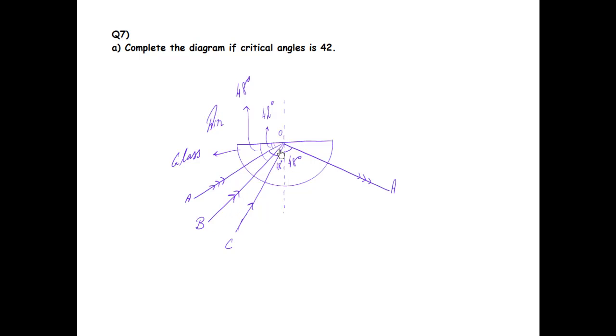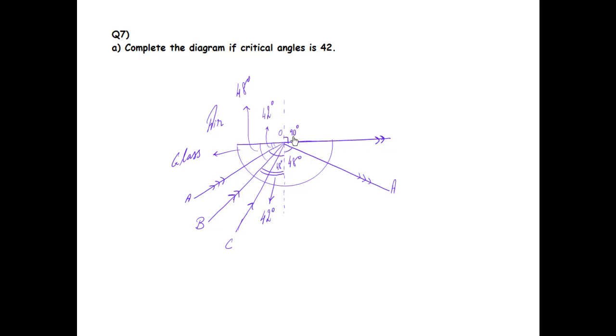Now, as far as ray B is concerned, the angle of incidence is not 48 but the complement of that, which is 42 degrees. So it is 90 minus 48, which is 42 degrees, and since that is the critical angle of glass, ray B will travel along the surface of this hemisphere. That is, angle of refraction in this case will be 90 degrees. So the angle of refraction out here will be 90 degrees.